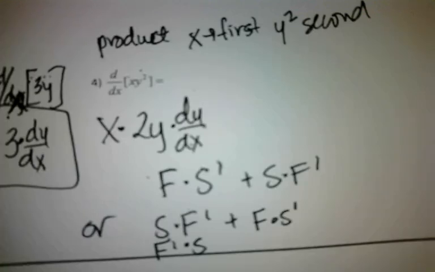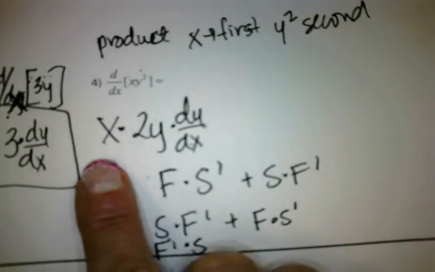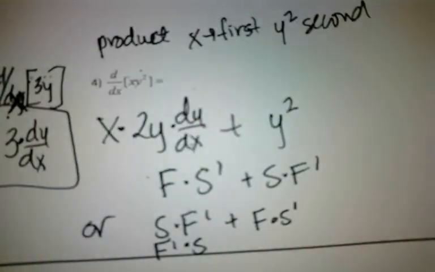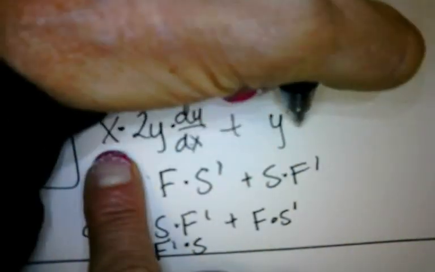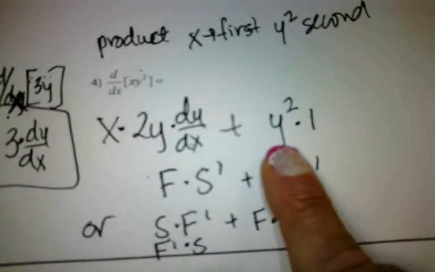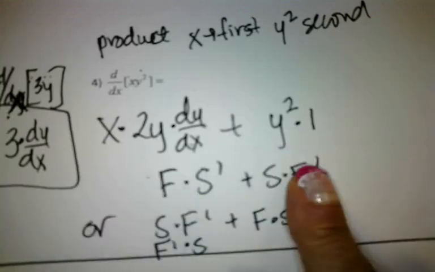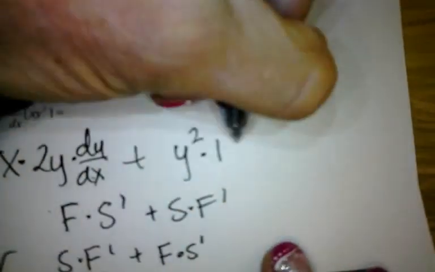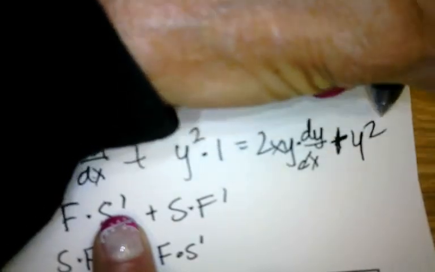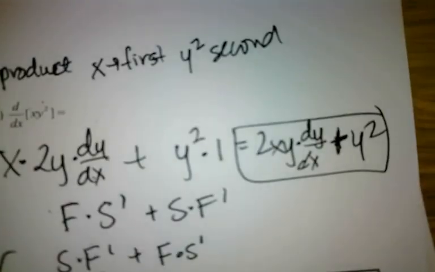So this is first times derivative of the second, plus the second times the derivative of x, which is just 1. I didn't take a derivative of the y squared, so I can just write y squared. Now I would clean this up a little bit, and I would write that 2xy times dy over dx is equal to, plus y squared, not equal to. You could factor a y out of there, you don't have to.